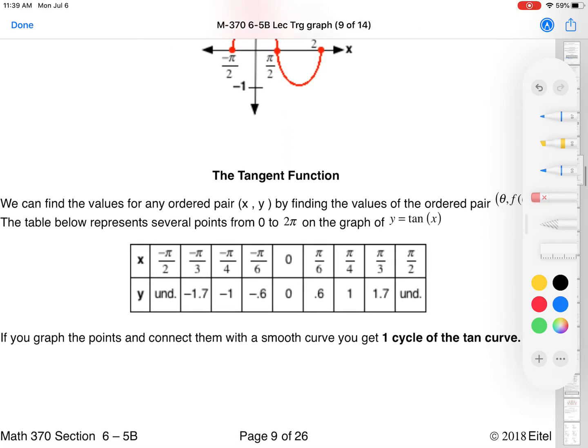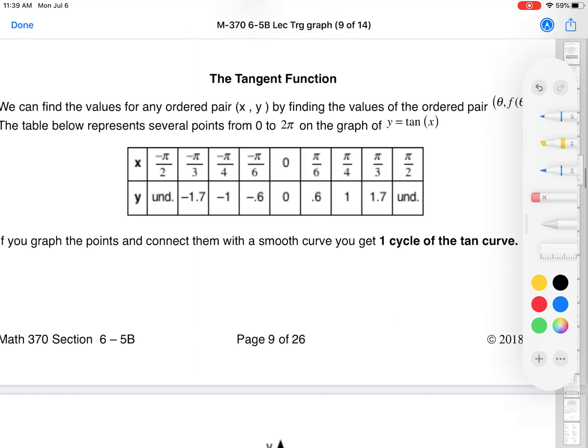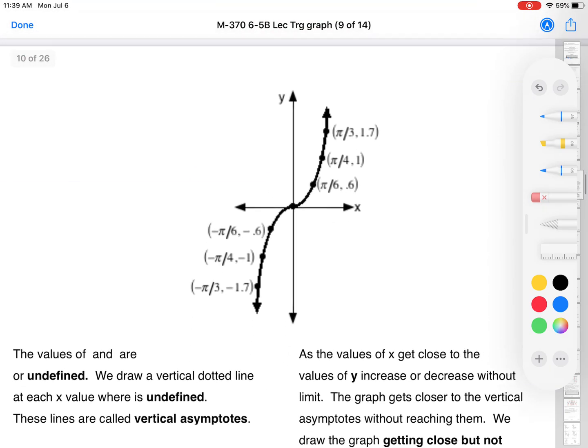So tangent. Tangent is sine over cosine. It's y over x. So at pi over 2, it's undefined. At negative pi over 3, it is negative 1.7. At negative pi over 4, it's -1. And at 0, it's 0. And so what does that do when we put all these points in? That gives us this shape right here that you saw in the 6.5a video.